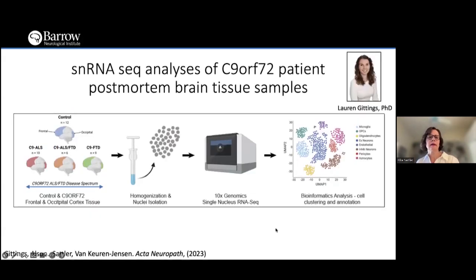So luckily, we had a single nuclear RNA-seq data set that we recently generated that was done by another member of the lab, Lauren Giddings, again in collaboration with Dr. Van Kuren Jensen, where we looked at single nuclei RNA-seq analyses of C9 patient brains. And we differentiated between C9 ALS, ALS FTD, and FTD in comparison to controls. And we looked at the frontal cortex as well as the occipital cortex and did a very old-fashioned, at this point, single nuclei RNA-seq analysis.